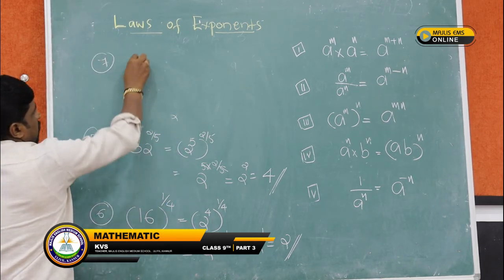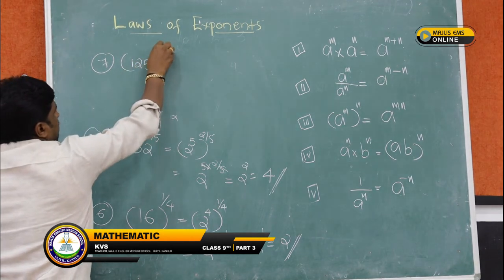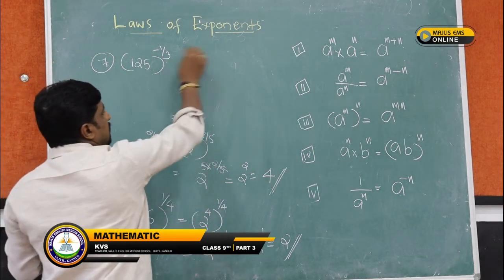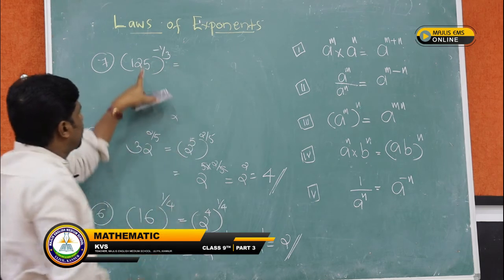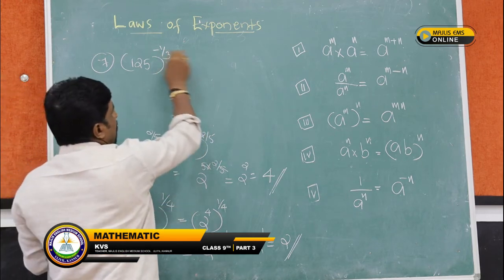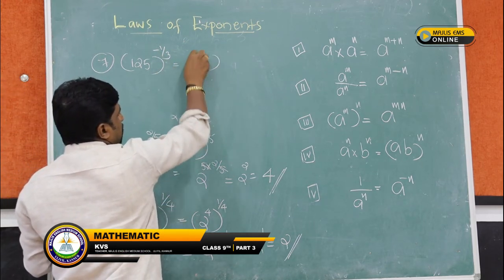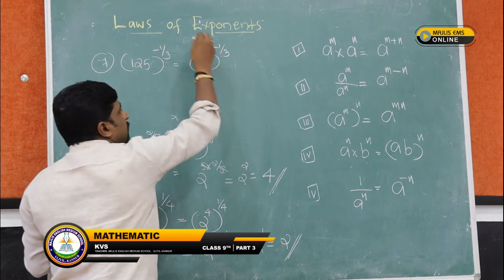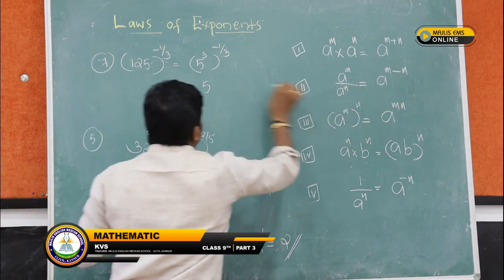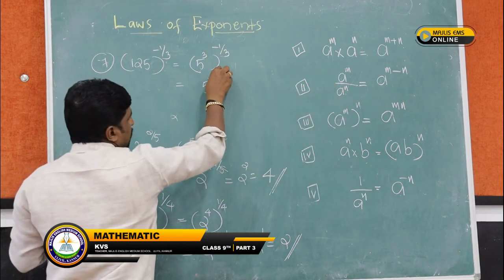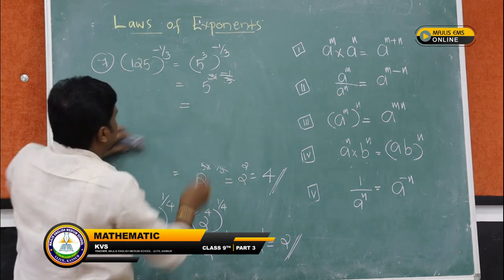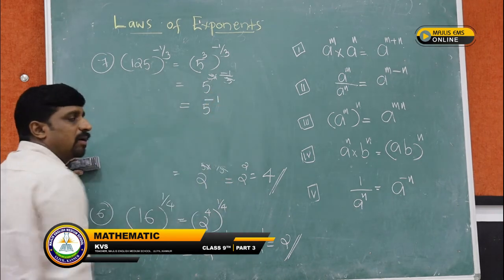The last two. Okay: 125 all raised to minus 1 by 3. Factorization of 125 we already did. That is 5 into 5 into 5, that means 5 cube. 125 can be written as 5 cube, all raised to minus 1 by 3. Then same form like this. Therefore 5 raised to 3 into minus 1 by 3. Now 3 will cut, remaining 5 raised to minus 1.